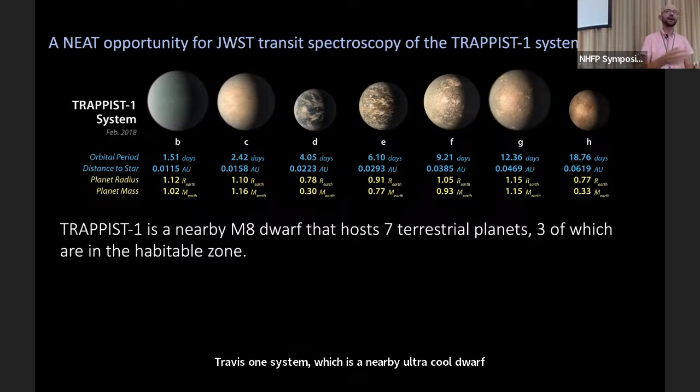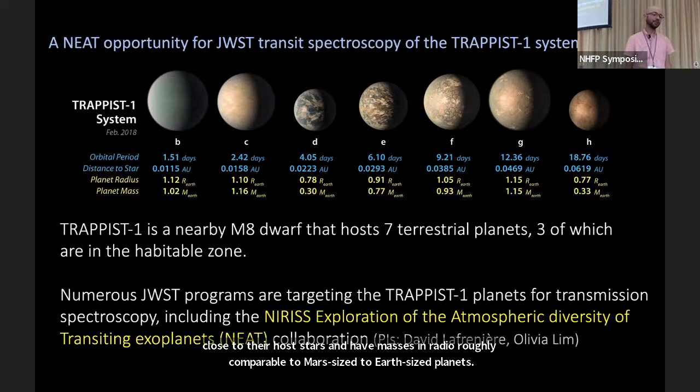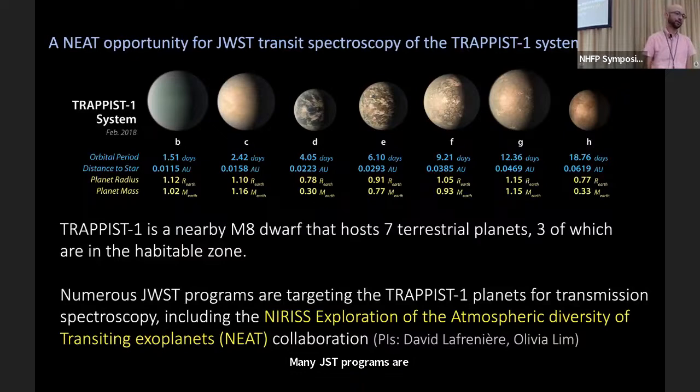And I show a brief schematic of these planets at the top of this slide. And these planets have orbital periods of about 1.5 to 18 days, all orbit extremely close to their host stars, and have masses and radii roughly comparable to Mars-sized to Earth-sized planets. Many JWST programs are observing TRAPPIST-1, including the NEAT collaboration, which is the data that I'll be presenting during this talk.